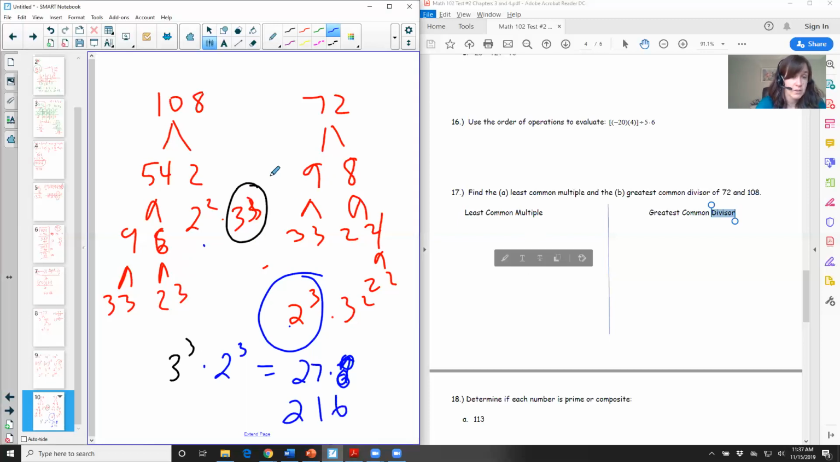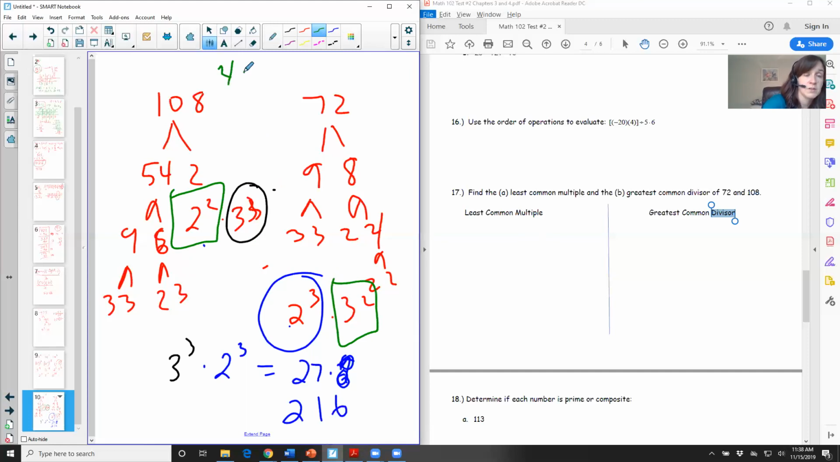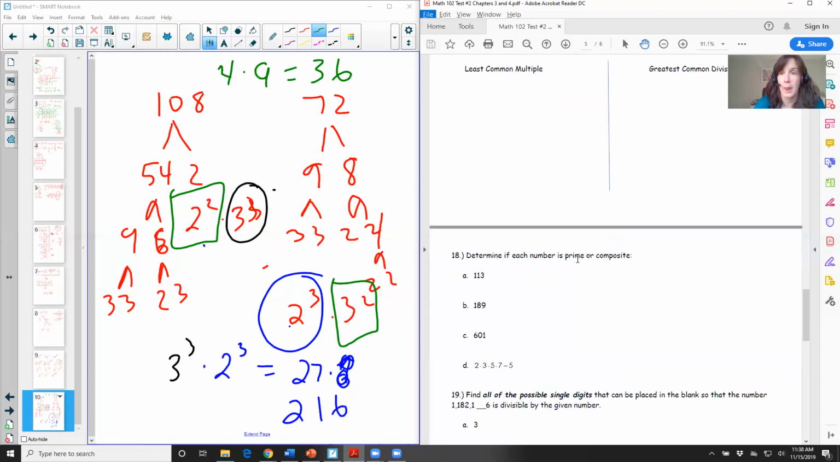Greatest common divisor is the same process, but what you do for greatest common divisor, and I'll do this in green, is use the least of what they both share. So in this case, 2 squared and 3 squared. 2 squared is 4 times 3 squared is 9 is 36. So the least common multiple here is 216. Greatest common factor is 36. Technology is killing me.